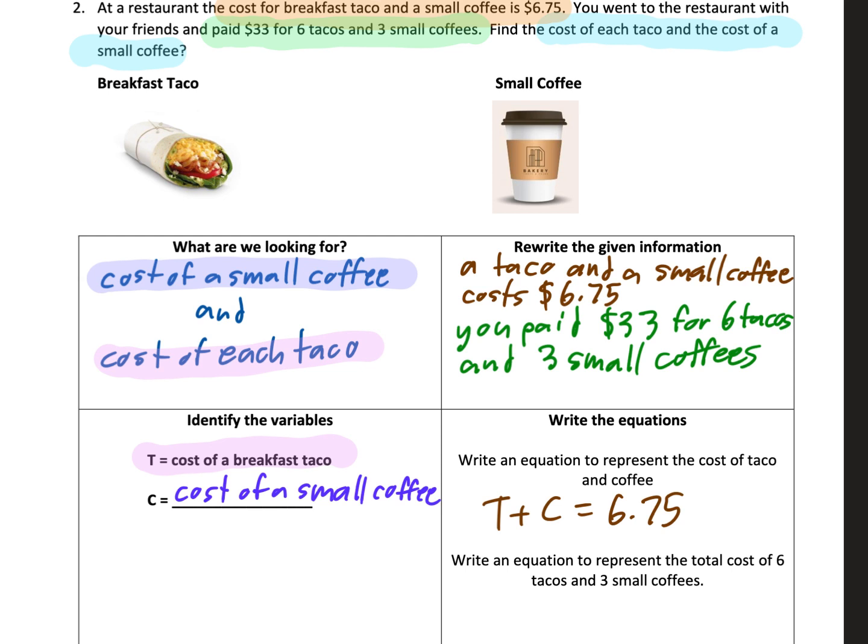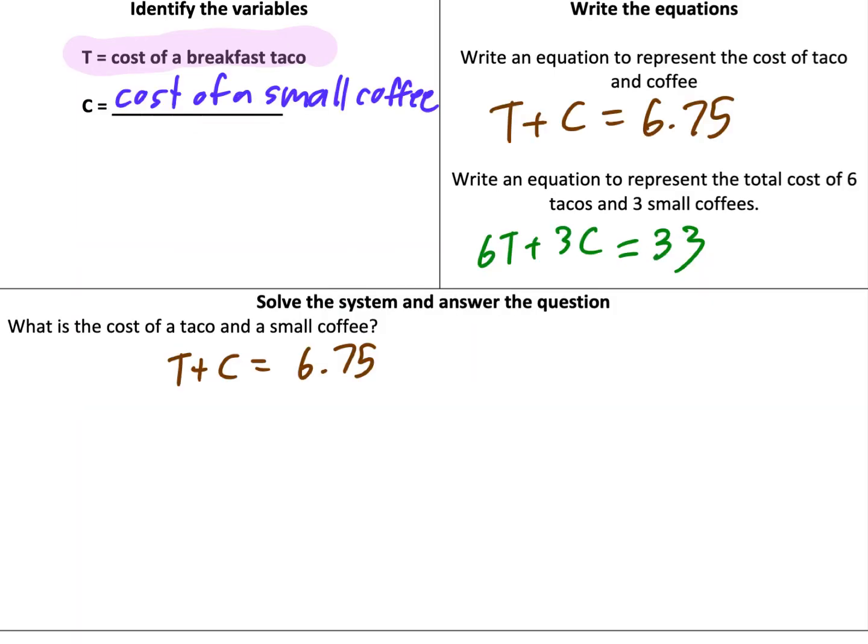So "and" means add, and "total cost" means we have to have an equal sign before the $6.75, the total. We paid 6 times the price of a taco and 3 times the cost of a coffee, and our total was $33. This is because you have to pay the price for each taco, and you're buying 6 tacos. And you have to pay the price of a small coffee for each small coffee. You're buying 3. Let's look at our 2 equations.